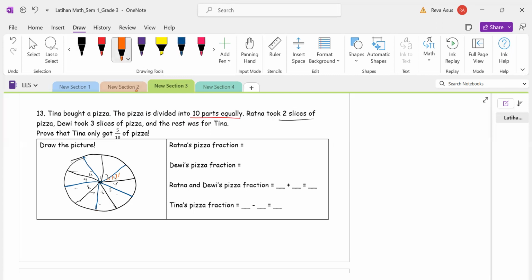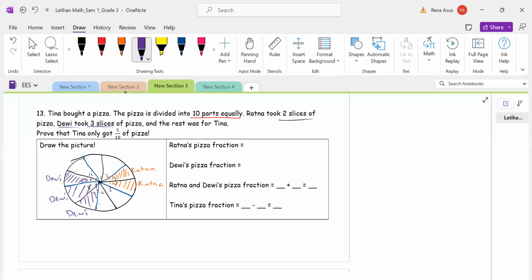Let's say this part is taken by Ratna. Up to you which you want to shade. This is Ratna. And then Devi took 3 slices. Up to you which part of pizza that Devi would take. I would take this part 1, 2, 3. So it is Devi, Devi, Devi.